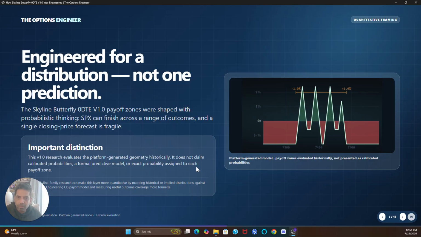To be precise, version 1.0 uses probabilistic design thinking. It does not assign calibrated probabilities to individual payoff zones. This probabilistic design thinking was applied to a platform-generated Options Engineering OS payoff model, followed by historical testing of the resulting structure. The structure displayed here is just an illustration to capture the overall payoff zone.